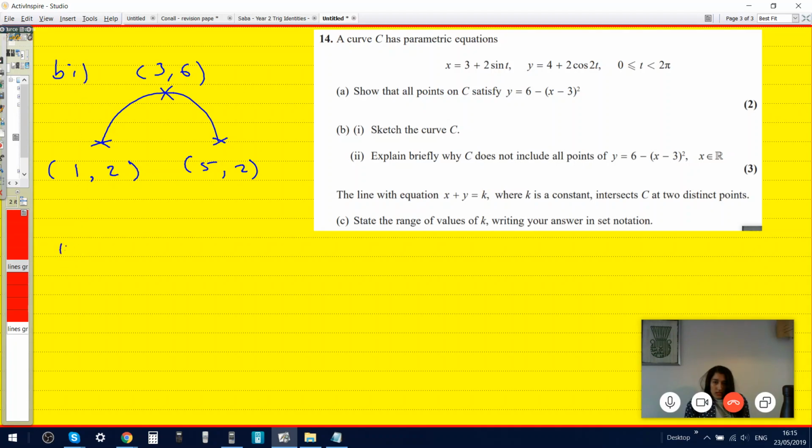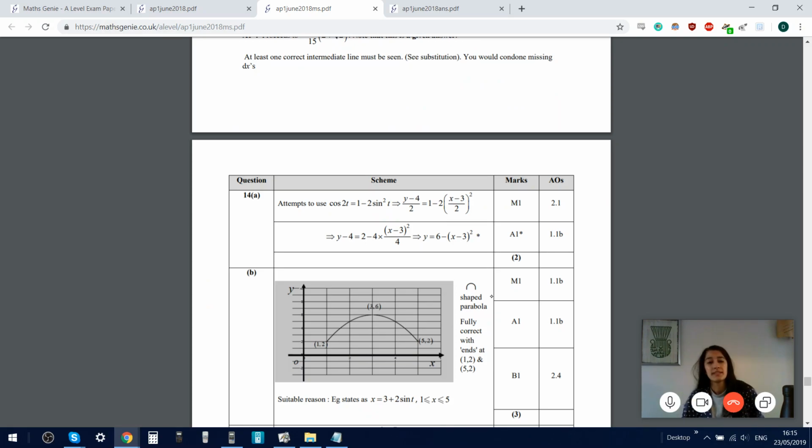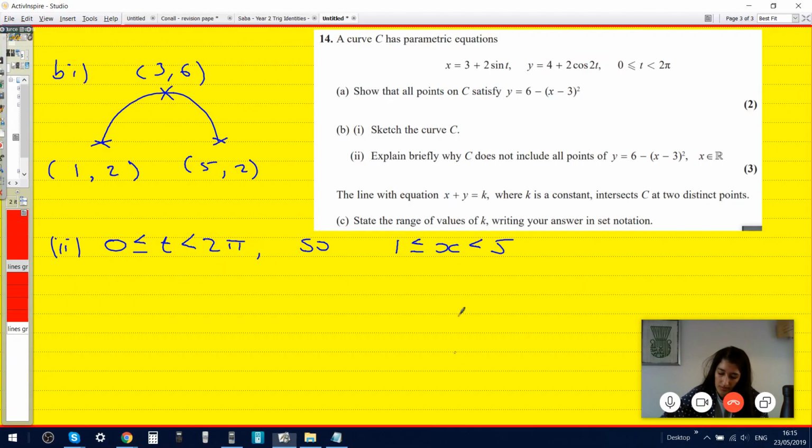Okay, let's see. Find the range of values of k, write your answer in set notation, for which the line with the equation x plus y equals k, where k is a constant, intersects C at 2 distinct points. Okay, let me check. Can you pretty much go through all of that?